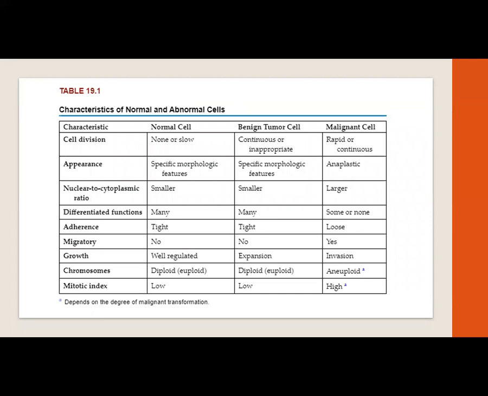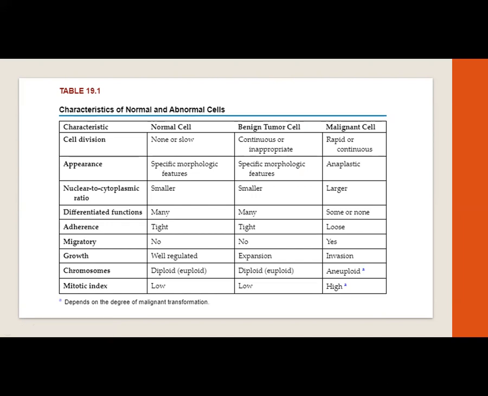So this chart summarizes everything we just talked about. It's a very good chart to be able to recognize the characteristics of both your normal and abnormal cells. So for example, you've got your malignant cells that have increased migration and invasive growth, as opposed to your normal cells, which aren't going to have that invasive growth. It's basically everything we talked about, just summarized in a very neat chart.